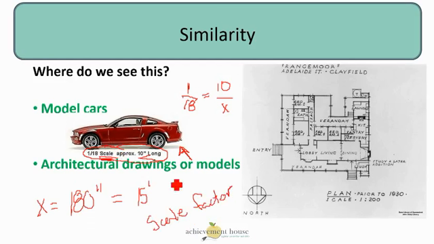Over here on the right, an architectural drawing of a floor plan. The scale, or the scale factor, well, the scale is the ratio of the drawing to the real life building. So 1 to 200 means every 1 inch is 200 inches, or every 1 foot is 200 feet in the real life drawing. So the scale factor for the drawing would be 200.